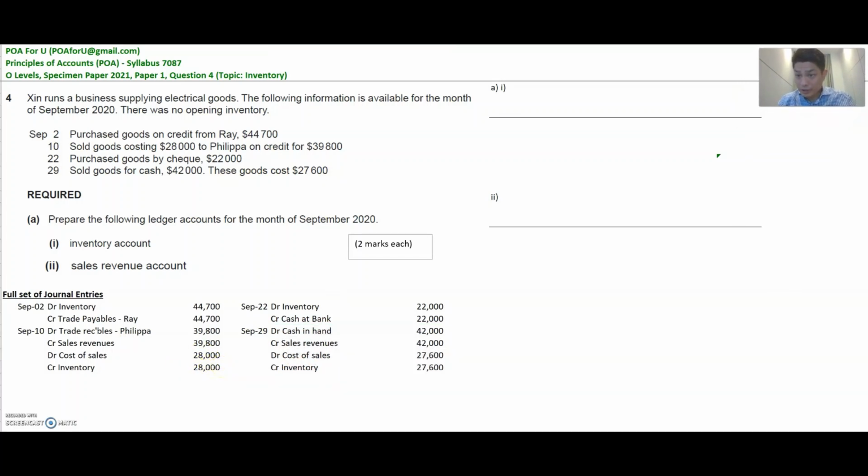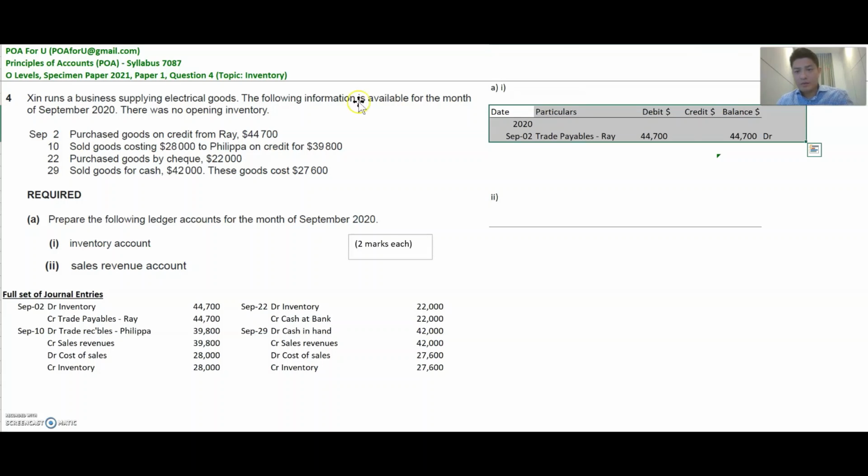Now, knowing the journal entries would help you prepare for part 1 and part 2 of this question quite seamlessly, so let's see how it's done. So we start with the inventory account. We start with the first entry on September 2nd.